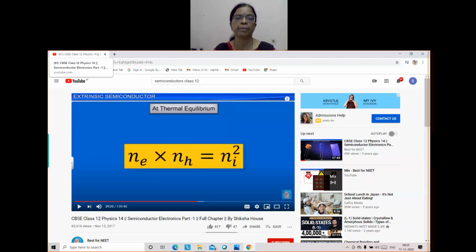What is NE? Number density of electrons. What is meant by number density? Number of electrons per unit volume. And we know NE is very much greater than NH in n-type. So in an extrinsic semiconductor, NE into NH = NI square. So that formula you should remember. NE into NH = NI square.